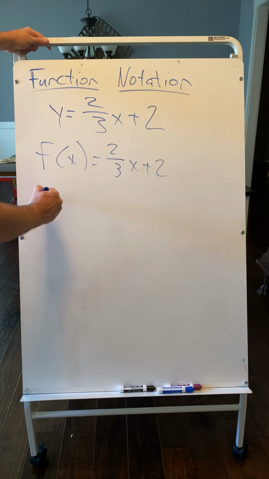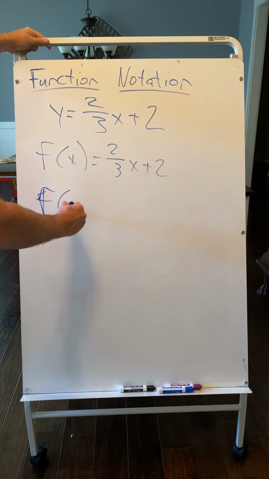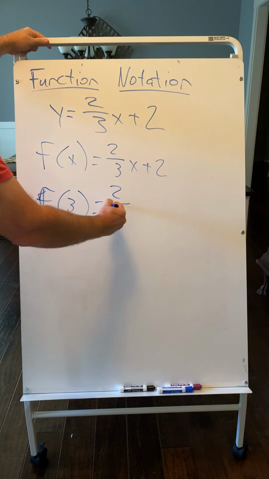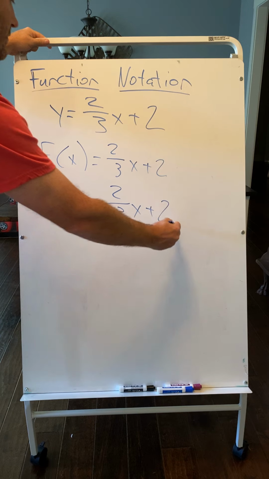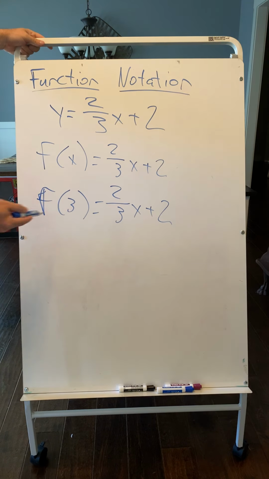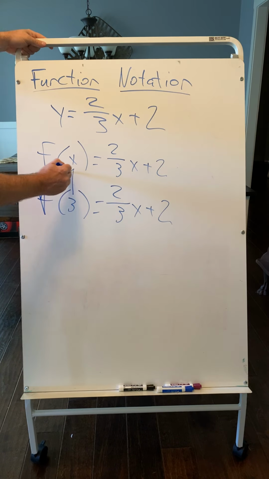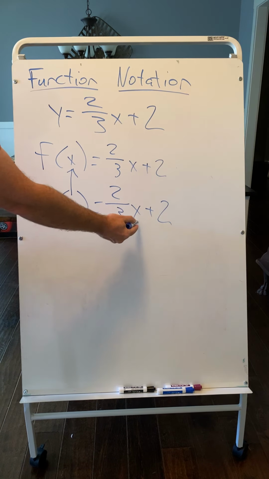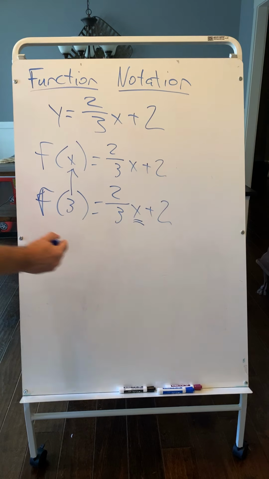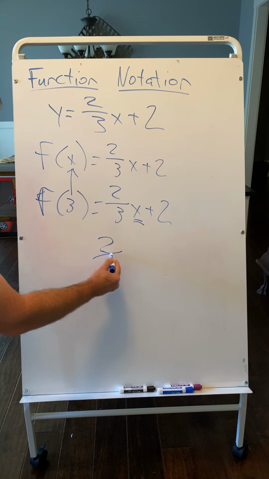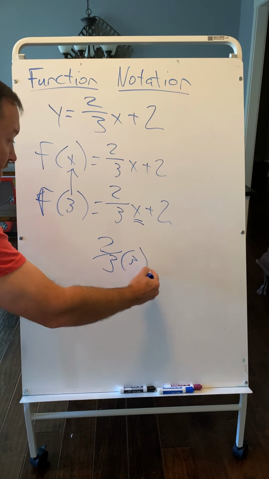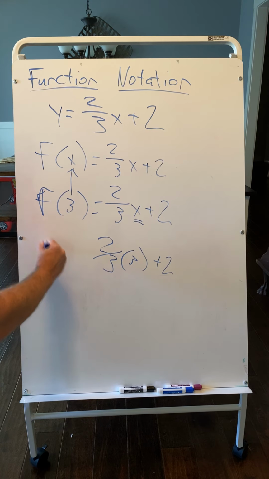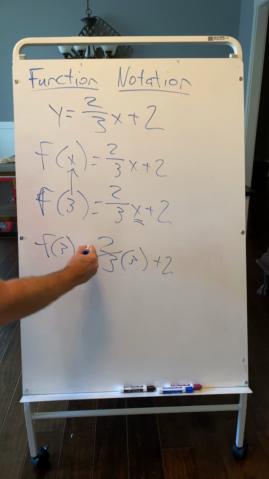Now they're going to say, what about if they did f of 3? What this means is I'm going to plug 3 in. See how 3 is in the same place as the x? Well, I'm going to put 3 right here where this x goes. So now I have 2/3 times 3 plus 2. And they call that f of 3.